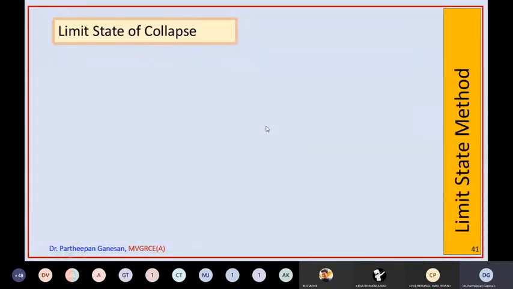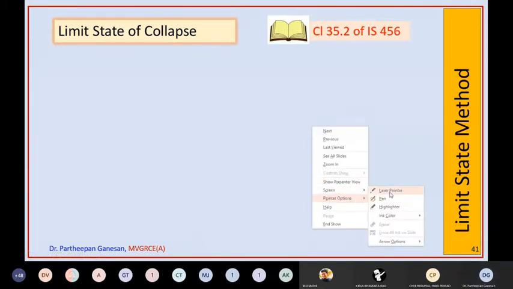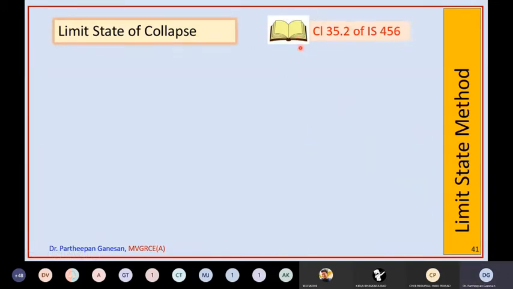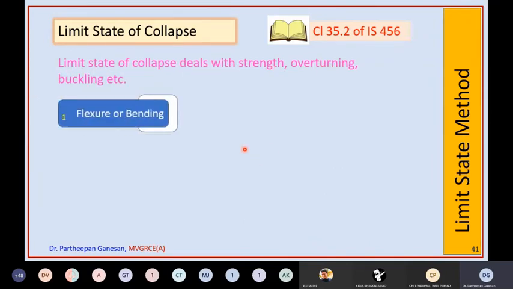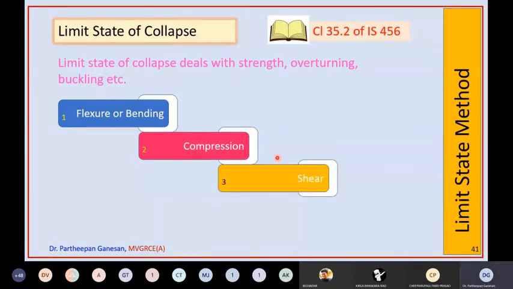So limit state of collapse combines four things. What are those? It is there in 35.2 of IS 456. This is the reference. I always give reference everywhere so you can see where it is in the code. Limit state of collapse deals with the strength, overturning and buckling, etc. Now there are four things: flexure or bending. Your structure should be safe in flexure or bending. It should be safe in compression. It should be safe in shear. It should be safe in torsion.